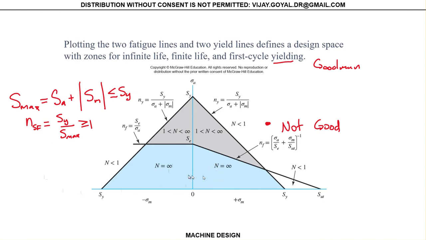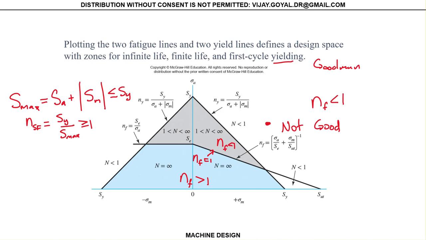In this case, if I have a fatigue factor of safety bigger than 1, anything on the line, my fatigue factor of safety is equal to 1. Anything here, my fatigue factor of safety is less than 1. Outside here, also my fatigue factor of safety is less than 1, but this is not good. And here, as you can see, is finite life. It goes from 1 cycle to infinite cycles. This is infinite life. Okay, so that's important.